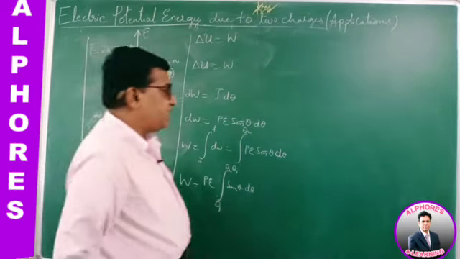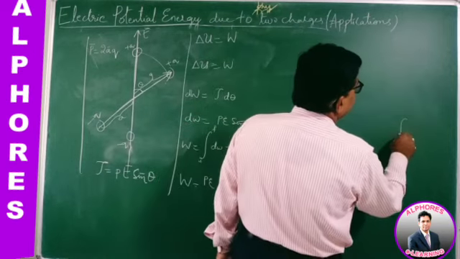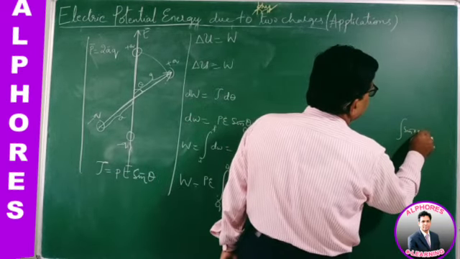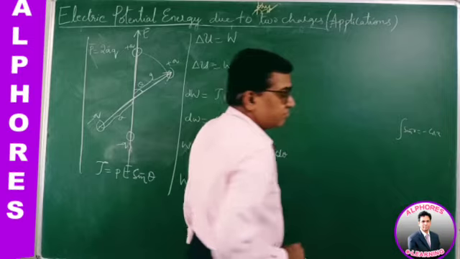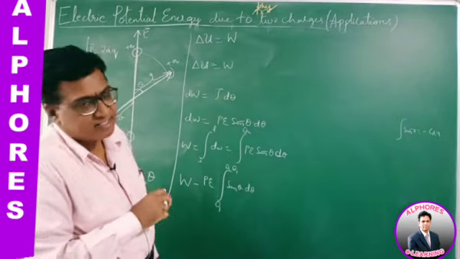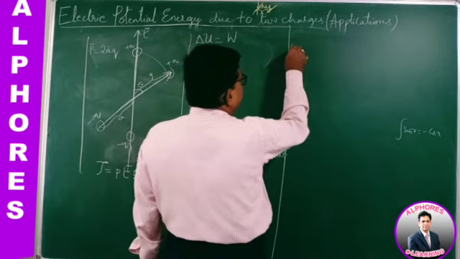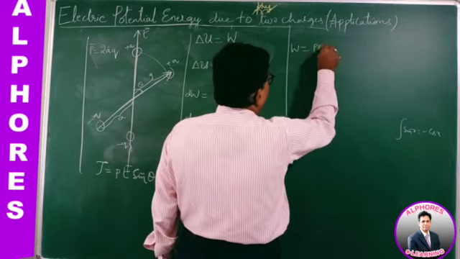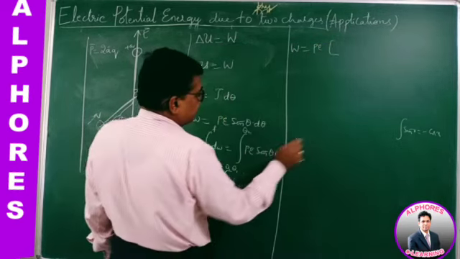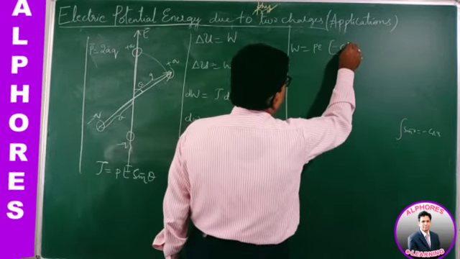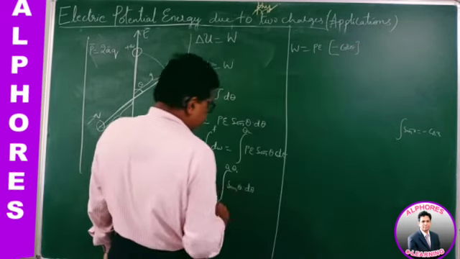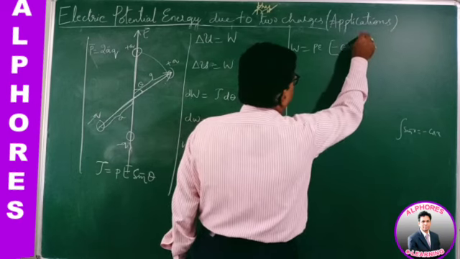We know the integral of sin x is minus cos x, since the differentiation of cos x is minus sin x. So therefore the work done is pE times the integration of sin theta, which is minus cos theta, from theta 1 to theta 2.